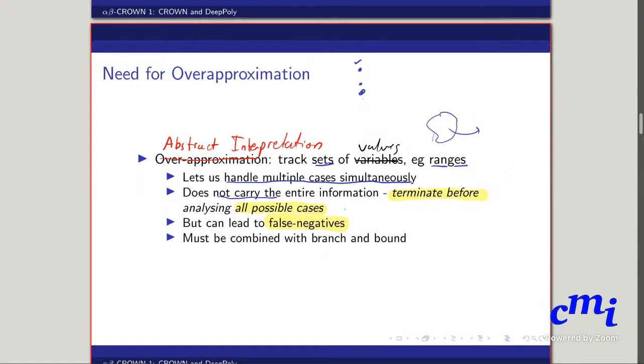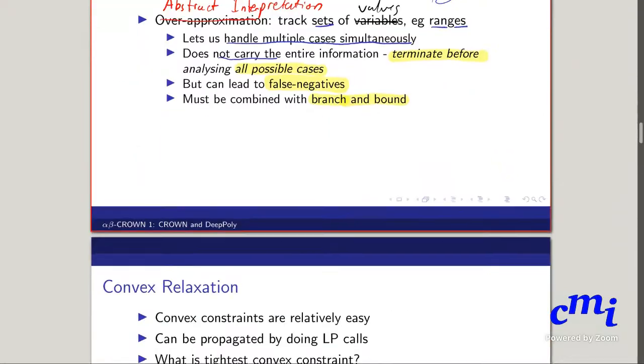Most of the tools that use abstract interpretation actually combine it with a different technique called branch and bound, which we will talk about maybe in the later lectures when we go into the full-fledged alpha-beta-CROWN. So this is the motivation: can we talk about sets of values, ranges of values, somehow efficiently so that we are able to handle multiple cases together? Okay, so let's see if we can do that.